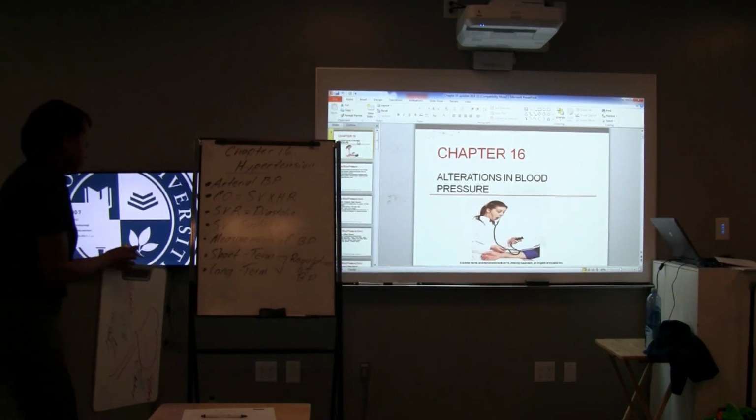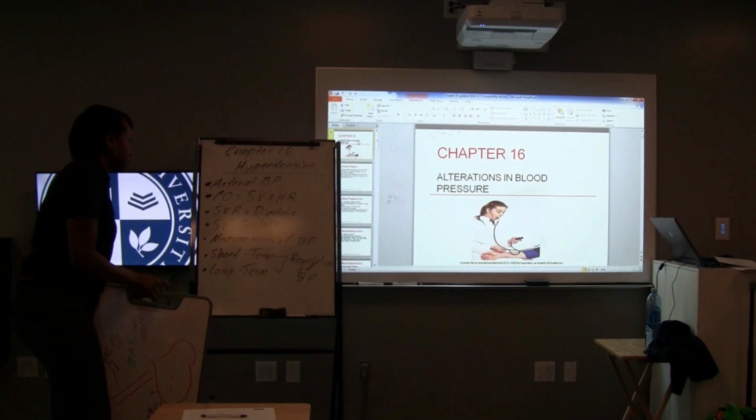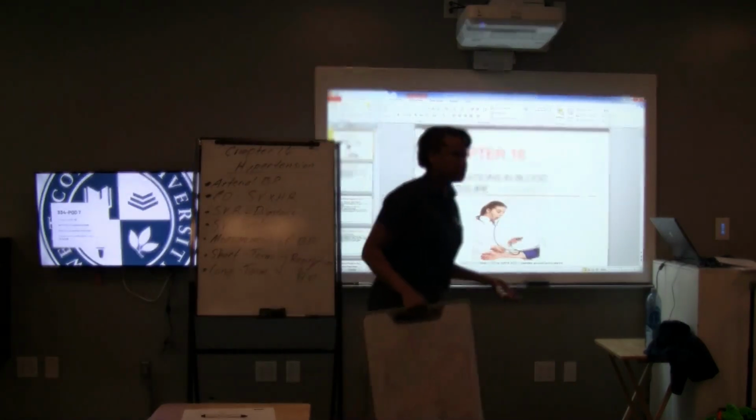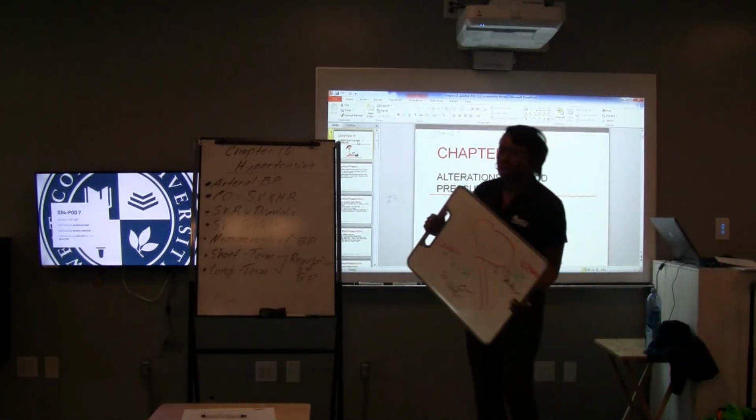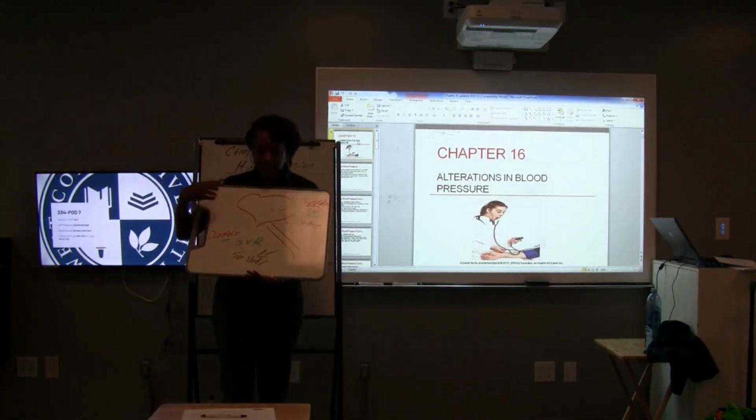Okay, so hopefully this drawing makes sense. But I just want to give you a visual because sometimes people are like, okay, well, what's the systemic vascular resistance and stroke volume? What does that mean? Okay, so we have the heart here.